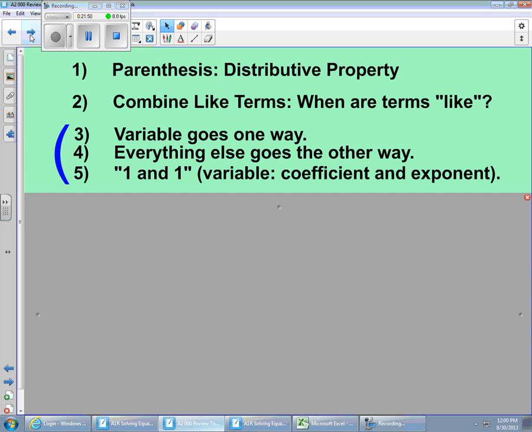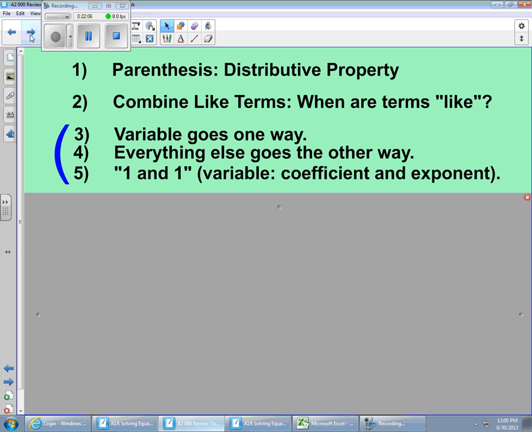Step 2, complaints. Complaints is for combining like terms. Well, you better know when terms are like, and we already talked about it. You've got to have the same variable, you've got to have the same exponents with that variable, and if there's denominators, the denominators need to be common.